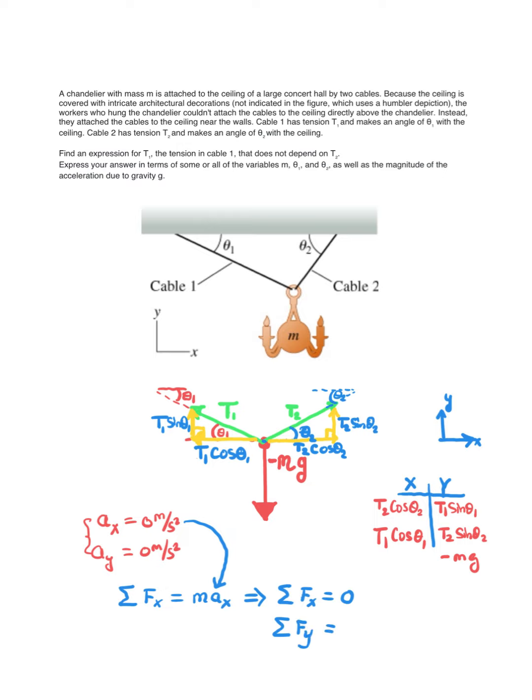the summation of all the forces in the y direction is also 0. So these are the equilibrium conditions. In order for the chandelier to be in equilibrium, these conditions have to be met. So this will give us two equations that we'll solve simultaneously as a system of equations in order to solve for the variables T1 and T2.